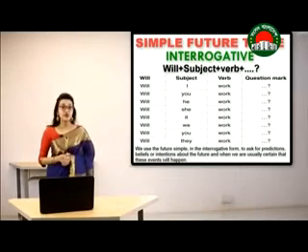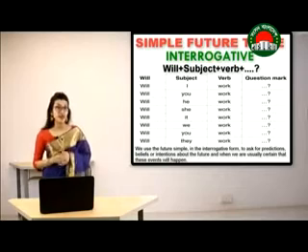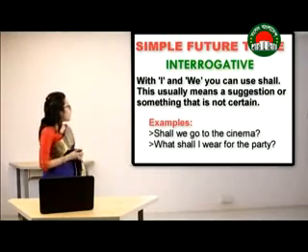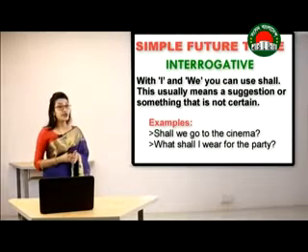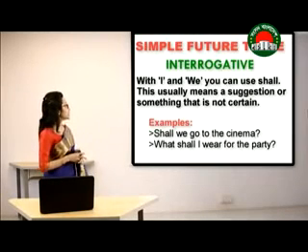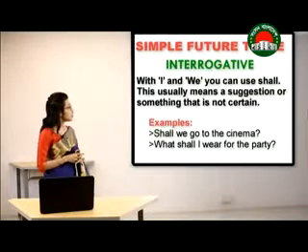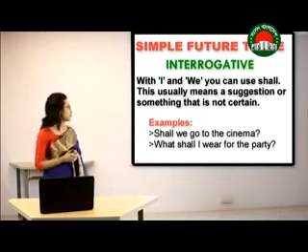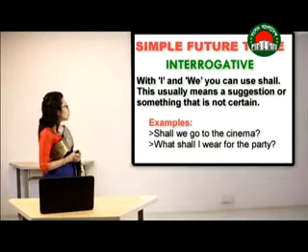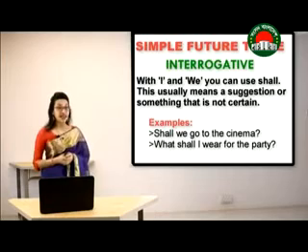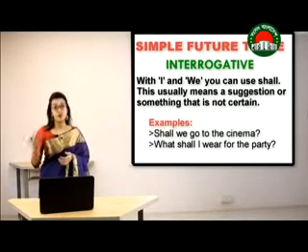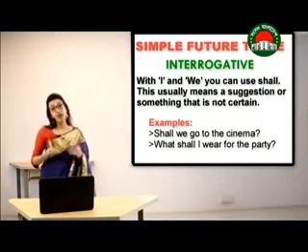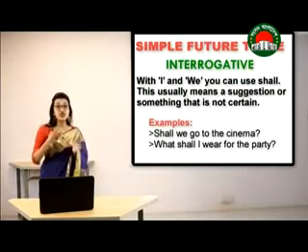Now let's look at the uses of shall in the case of interrogative sentences using simple future tense. With I and we, we can use shall. This usually means a suggestion or something that is not certain. Let's look at the example. Shall we go to the cinema? This means that we are asking for a proposal. If we are going to propose to someone to go to a cinema, how can we do that? We are going to use shall.